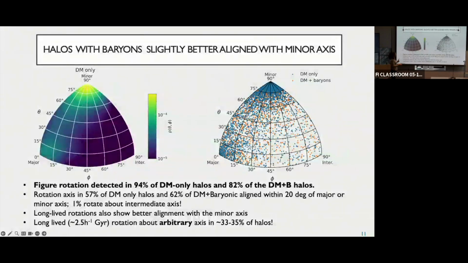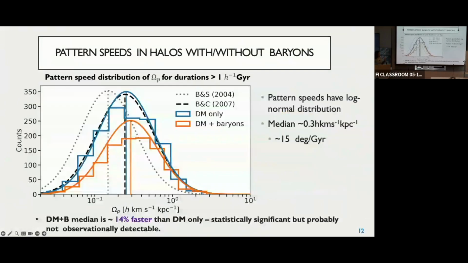So basically these two distributions, if you statistically look at them, are not very different from each other. And then if you measure the pattern speed, that is the rate at which they're moving, the blue curve is the pattern speed for the dark matter only, and the orange curve is for dark matter plus baryons. These are log normal distributions, and the one with baryons is 14% faster, at least at the median. But if you look at the scale, it's a really small scale. It's undetectable.